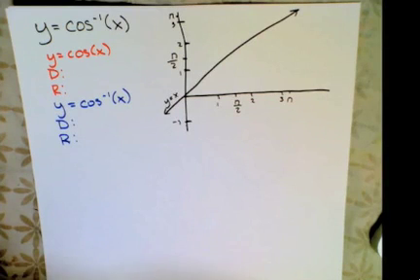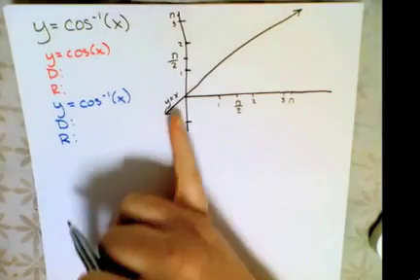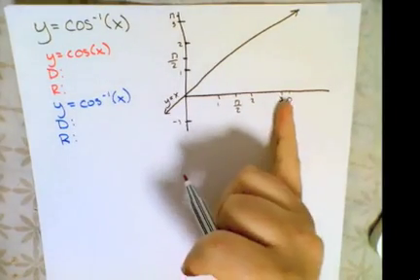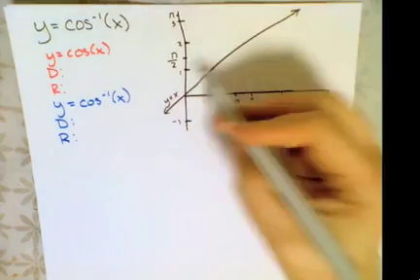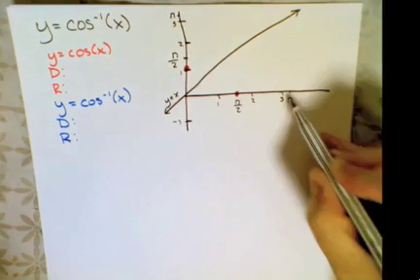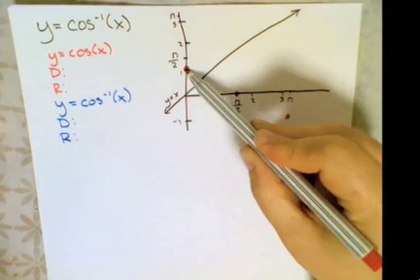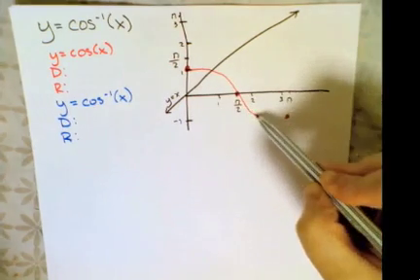Next, let's talk about the inverse cosine of x. So first, let's graph the cosine of x. The cosine of x, remember, we had to limit it between 0 and pi. And at 0, the cosine of 0 is 1. The cosine of pi halves is 0. And the cosine of pi is negative 1. And it looks sort of like that.